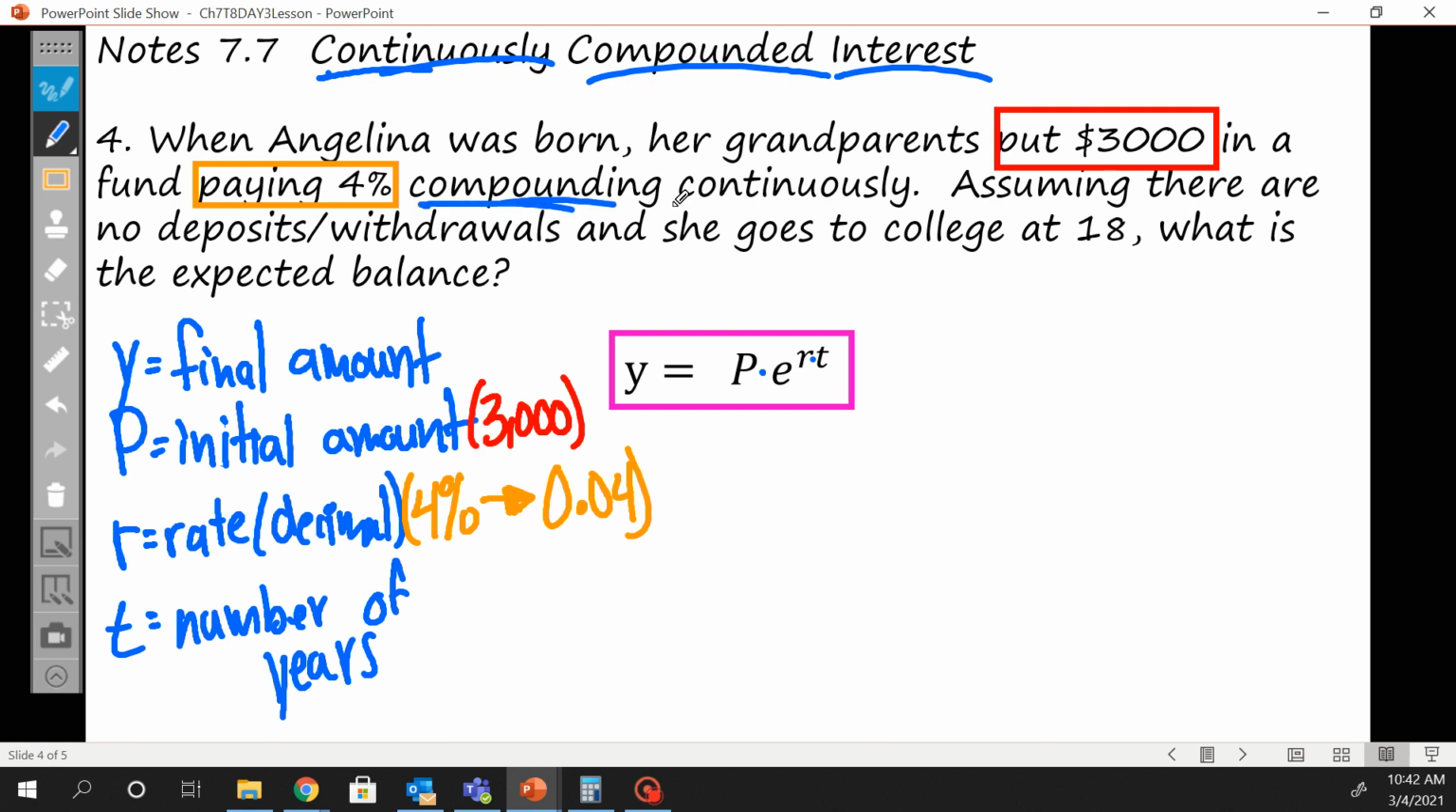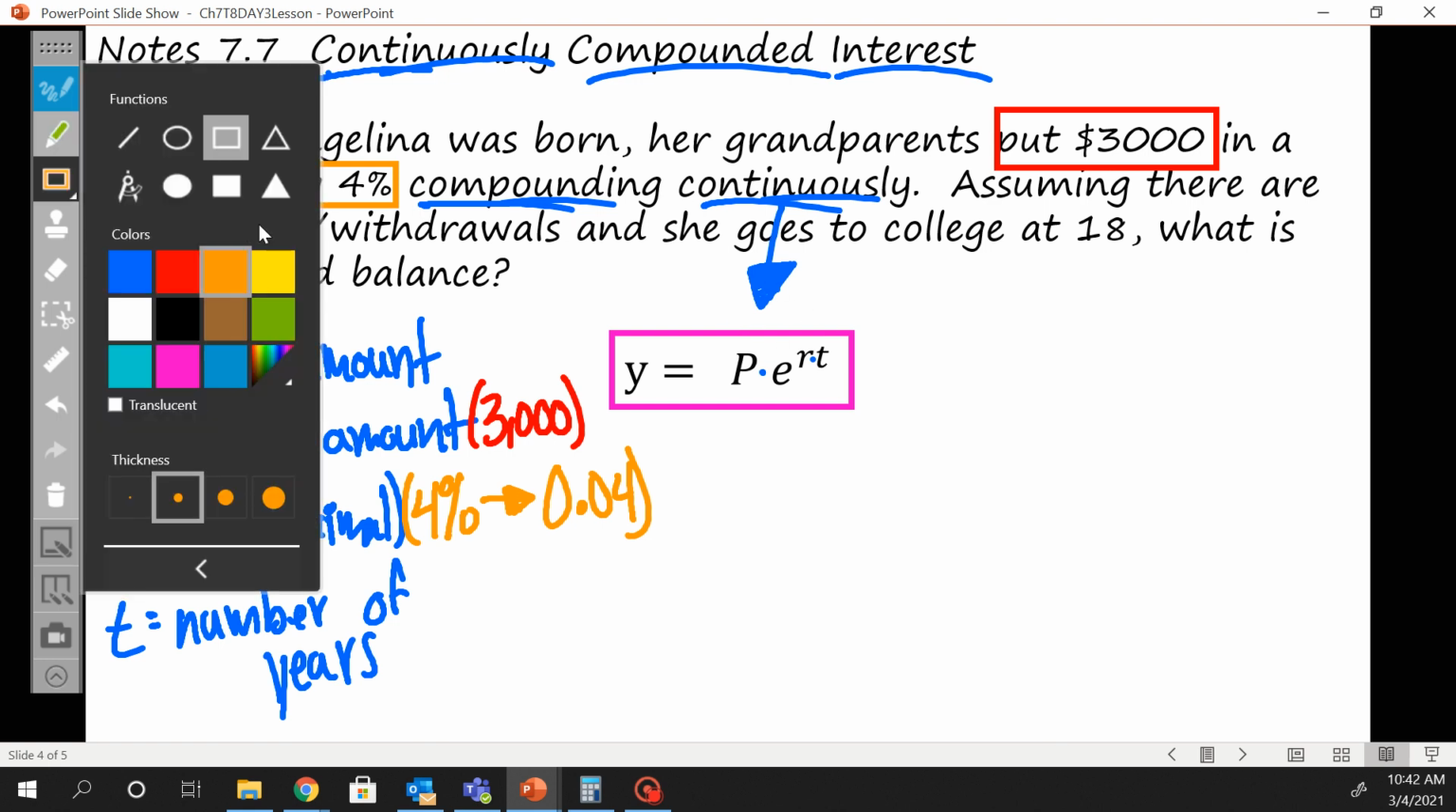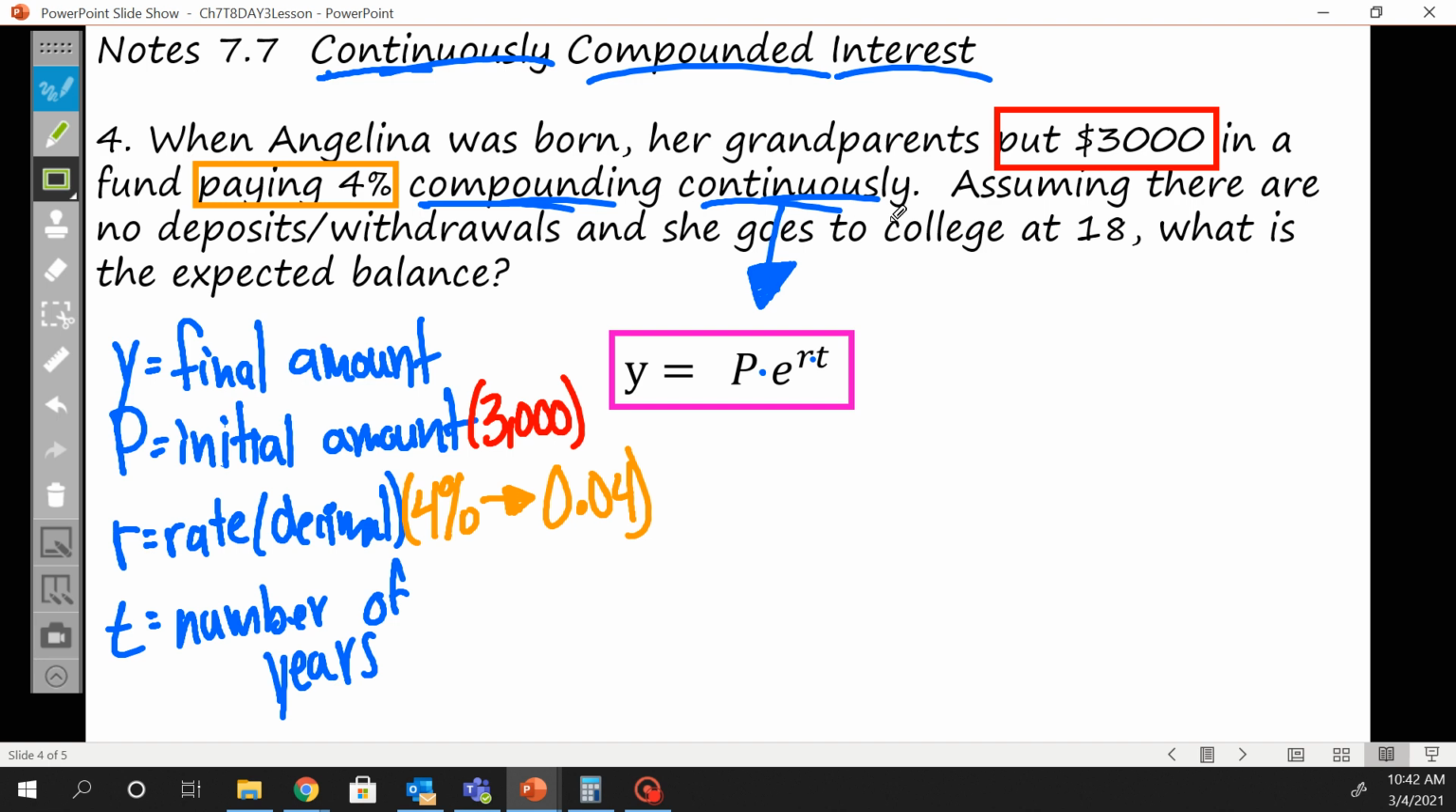Compounding continuously. This is how you know that you're using this formula. This is the compounding continuously formula. So if the problem says that it's compounded continuously, you would use this formula. Assuming there are no withdrawals or deposits, and she goes to college at 18. So 18 years is how long that money is going to be there. What is the expected balance? That's what we do not know. We do not know the final amount. We can use this formula to calculate the final amount.